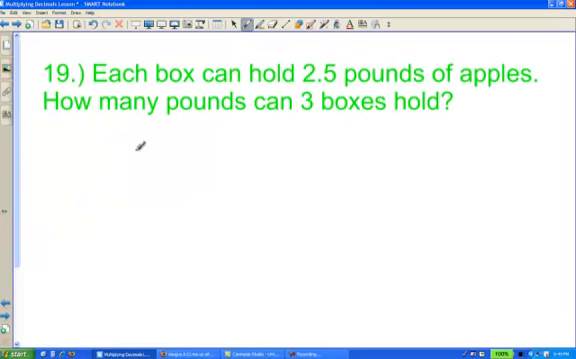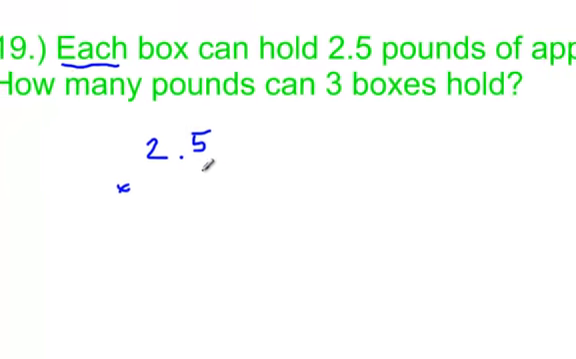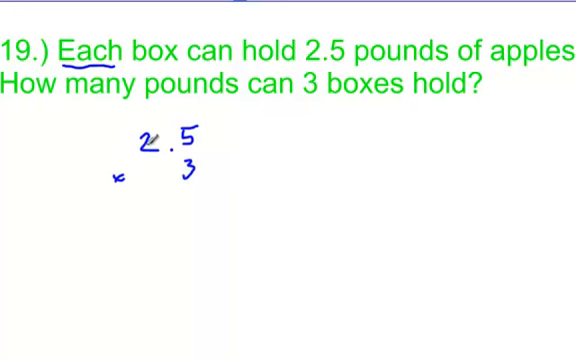of apples. How many pounds can 3 boxes hold? Well, each box, anytime they use this word each, think multiplication. Put the big number on top, 2.5. Technically, 3 is the bigger number. I mean big number in terms of the amount of digits it has. This has 2 digits, and this only has 1.